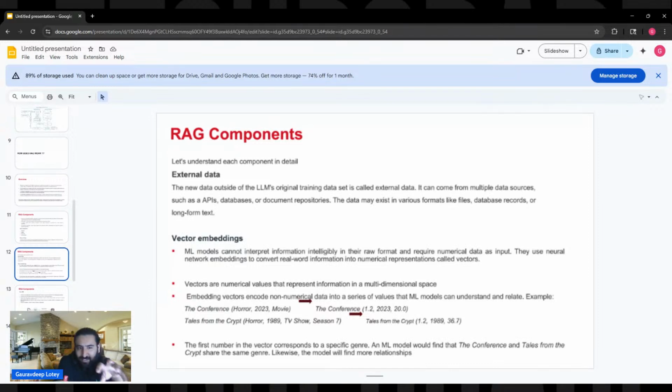So the point is, what is an external data set? This is your knowledge base. Very simple, in a single language, a single sentence, I have to explain what external data is. External data is your knowledge base, a custom knowledge base that the model does not have.